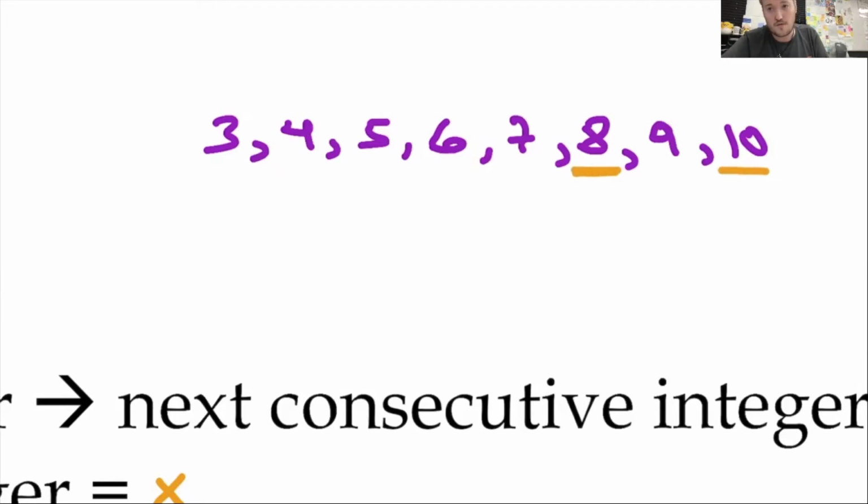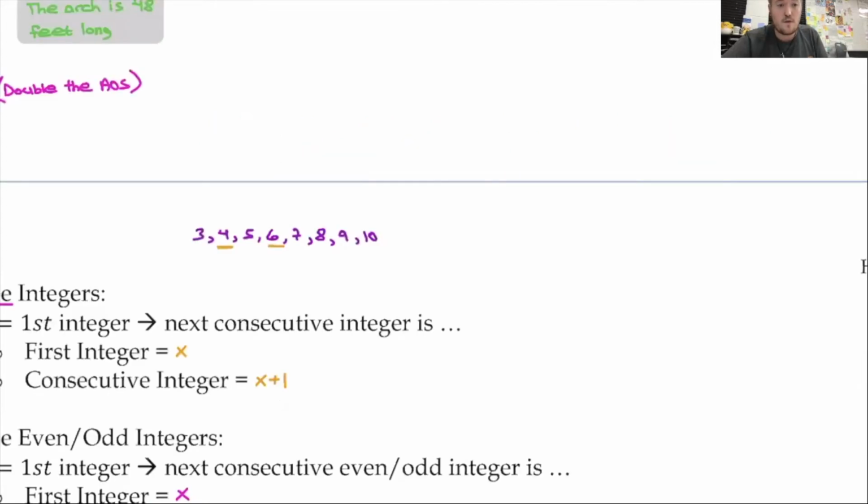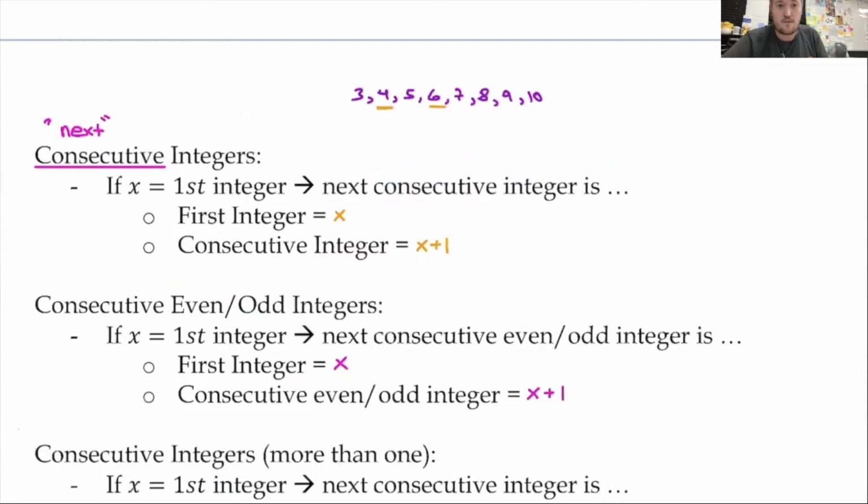But the same idea works for consecutive odds as well. If I start at 3, consecutive odd would be 5. If I start at 5, consecutive odd would be 7. If I start at 7, consecutive odd would be 9, and so on. So we could be talking about consecutive integers, which would mean the number right next to it, or we could be talking about consecutive even or odd, which means we'd actually have to skip a value. Okay, so now we want to write it in terms of math.